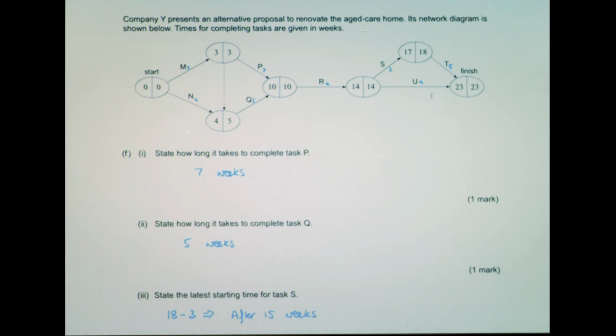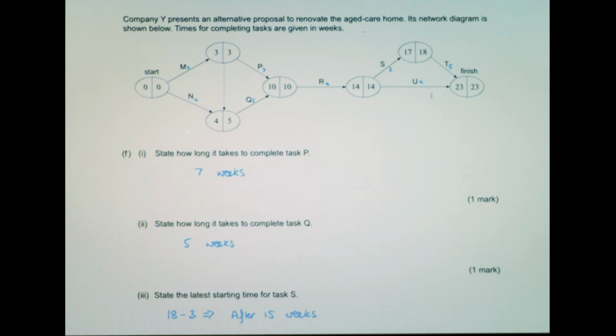Looking at the diagram, task P is going to take 7 weeks, and again, going back to what you were saying, 7 in this case was fine. How long would it take to complete Q? They had to realise that the part of the critical path here would be from M through P, from the start to the double 10s. So they've got to look at what's happening from the 10 back to the 5. It's going to take 5 weeks to complete task Q.